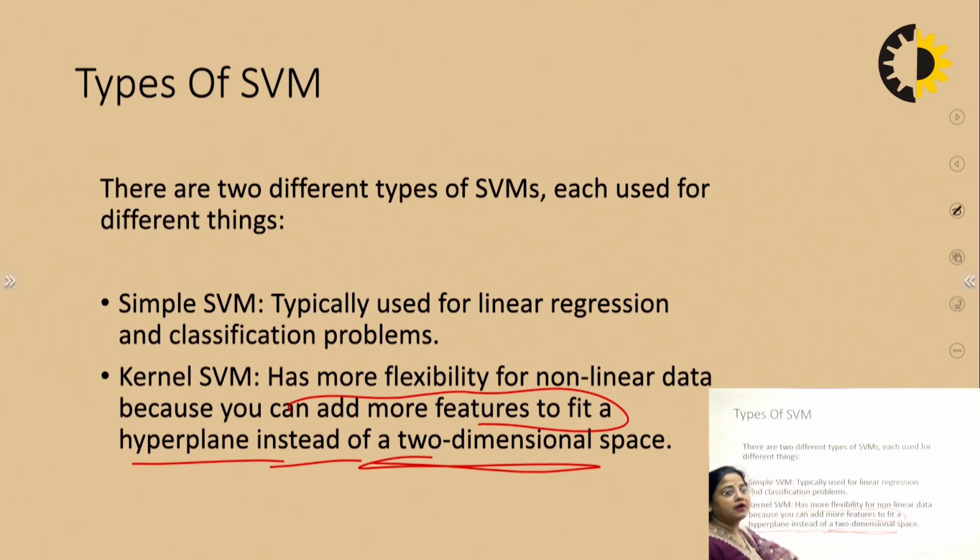Here we use only two types of attributes, so we can easily classify it into two classes or three classes. But here the data is non-linear, meaning the data is scattered all over the plane. So a problem is created: how to classify that data? That time we need the kernel.